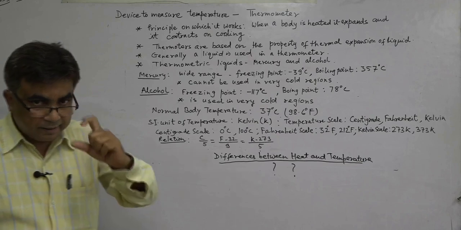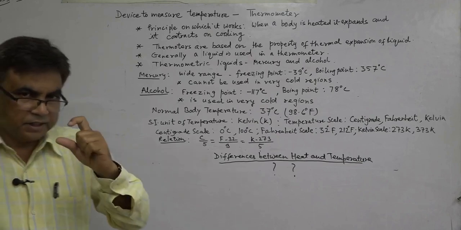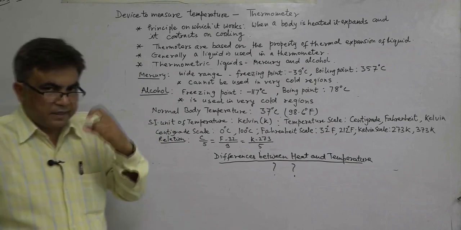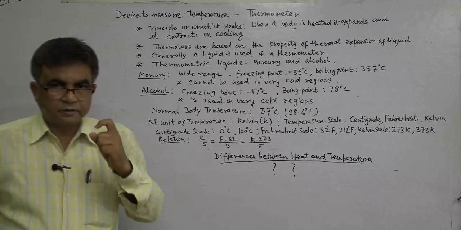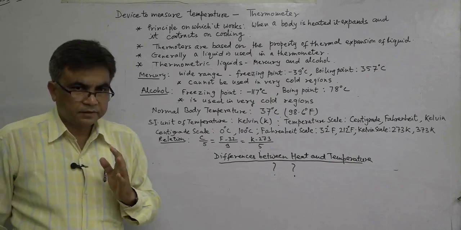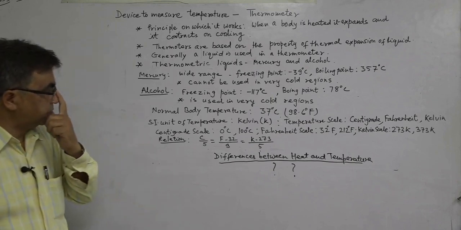So that's why in the clinical thermometer, the thermometer which is used to take our body temperature, mercury is used as a thermometric liquid. It's clear? I'm sure it's clear to all of you.